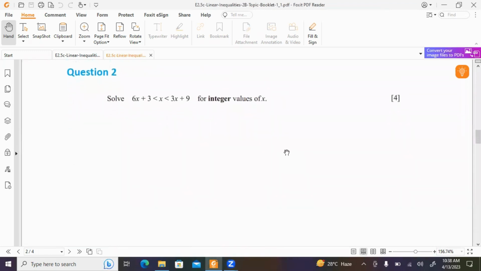Similarly, for question 2, it says solve 6x plus 3 is less than x, which is less than 3x plus 9. In this case, now we have variables in every single portion. So what I'm going to do is split the inequality. One would be 6x plus 3 is less than x, and the other would be x is less than 3x plus 9.